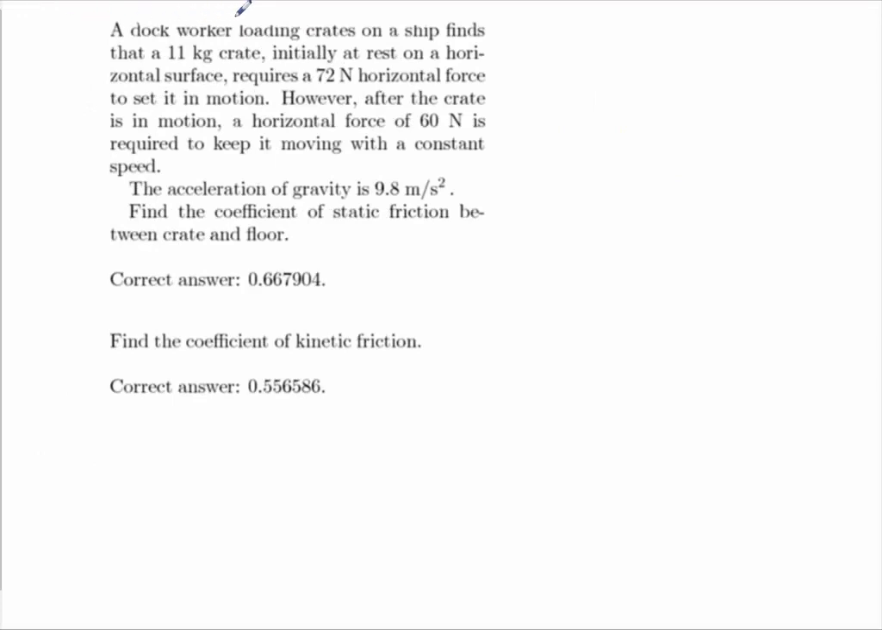A problem here, you have a dock worker loading crates on a ship, who finds an 11 kilogram crate initially at rest on a horizontal surface requires a 70 Newton force to set it in motion. You draw yourself just a simple little picture to illustrate what's taking place. We draw ourselves a quick little 11 kilogram object here, just sitting here. If we apply a 72 Newton force just to get it to go, then friction would have to also be 72 newtons coming back. Again, it's just because it says in here to set it in motion.